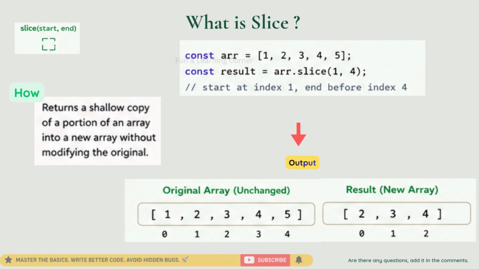Think of slice like photocopying a few pages from a notebook. The original notebook is still safe and unchanged. Slice is useful when you only want part of the data. You don't want to damage the original array.